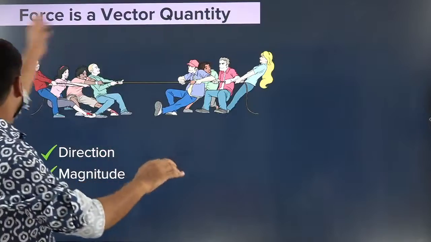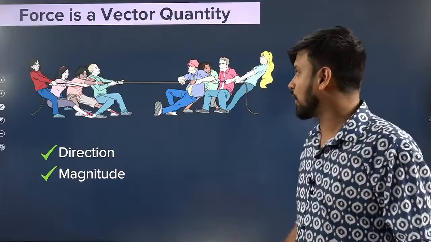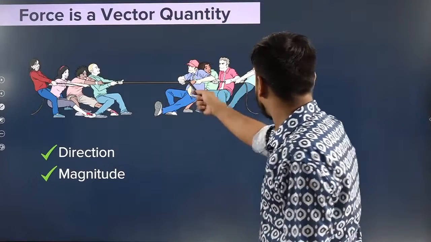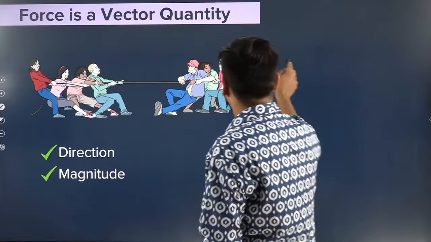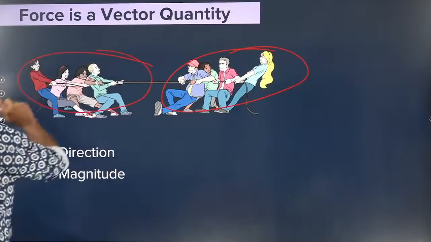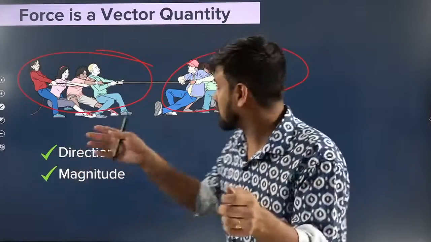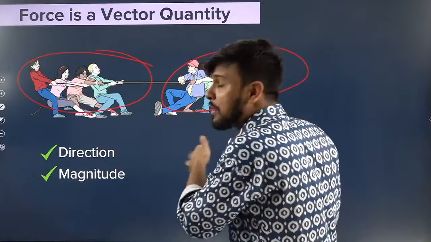That's very simple. Tug of war: everyone is applying force here. These people are applying force on the right hand side, and these people are applying force on the left hand side. Sometimes you might have seen none of them are moving.